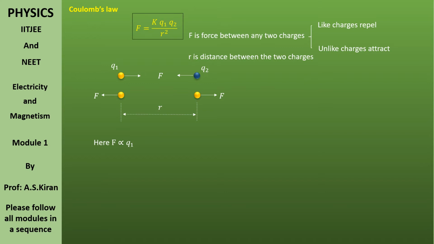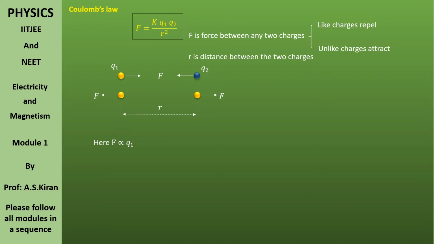Now, let us have some discussion about F is equals to K Q1 Q2 by R square. It is a formula, but how is it formulated? Let us observe now. Here, F is directly proportional to Q1, isn't it? What Mr. Coulomb observed, F is directly proportional to Q1.